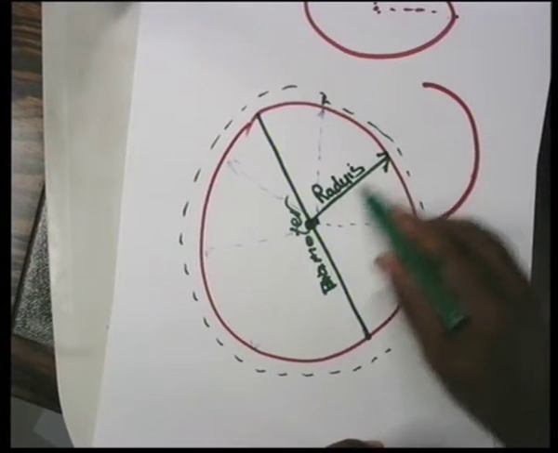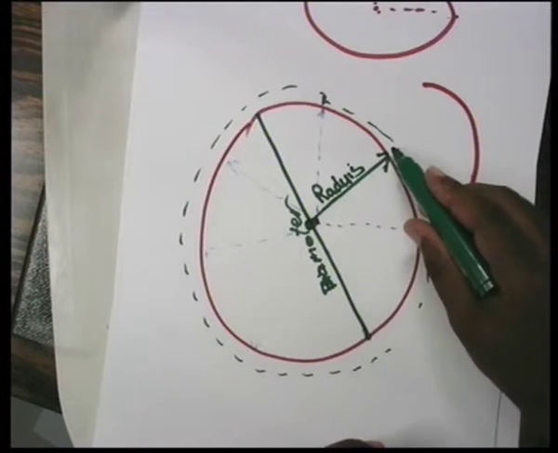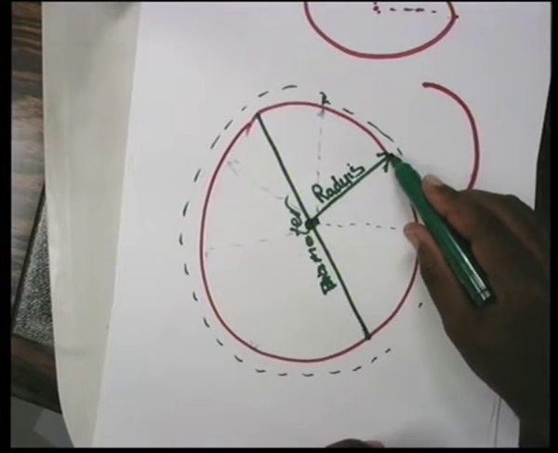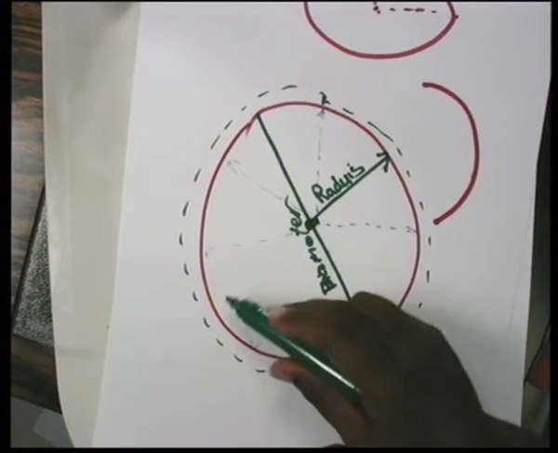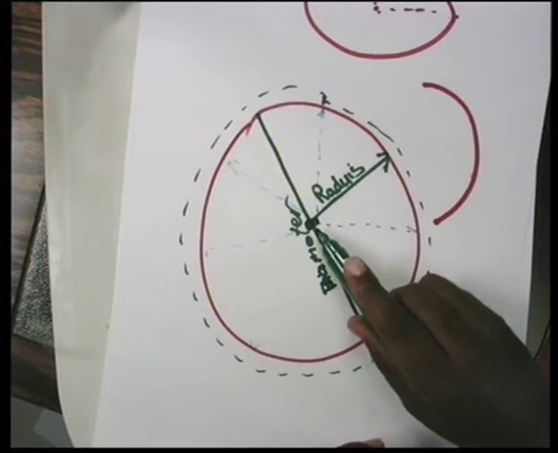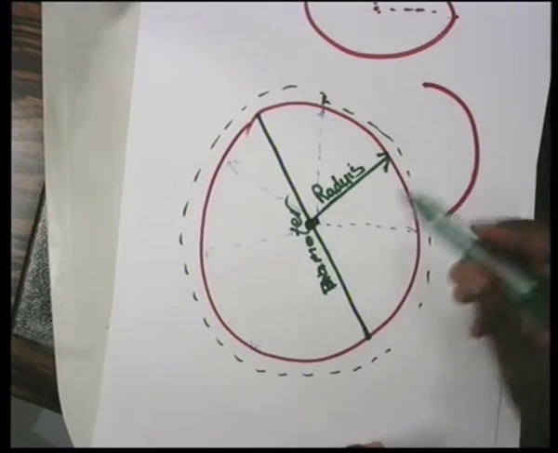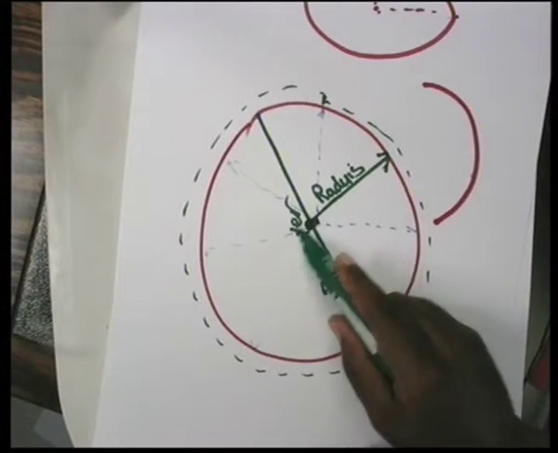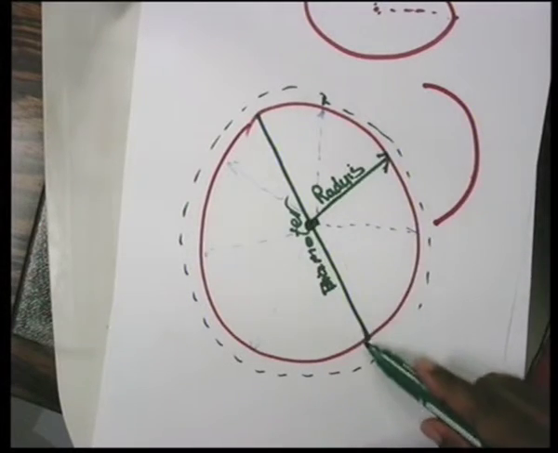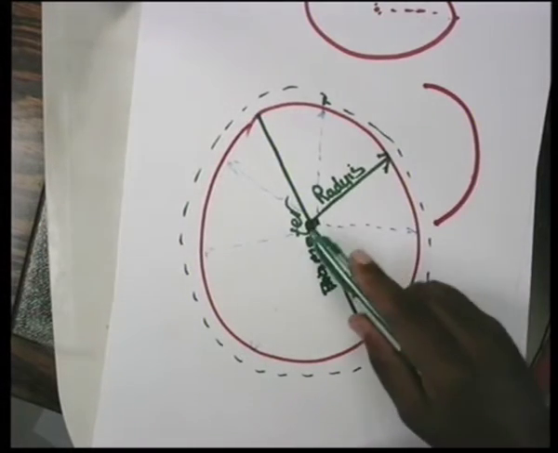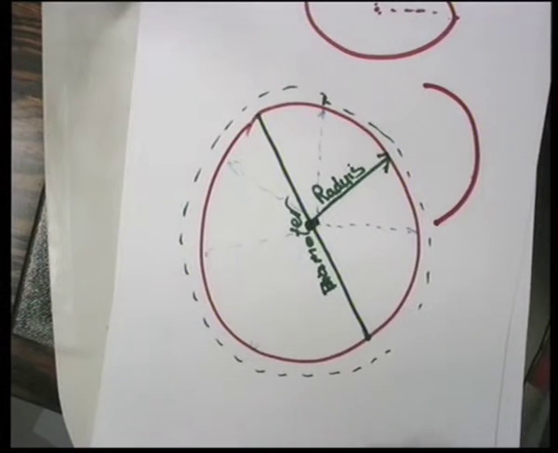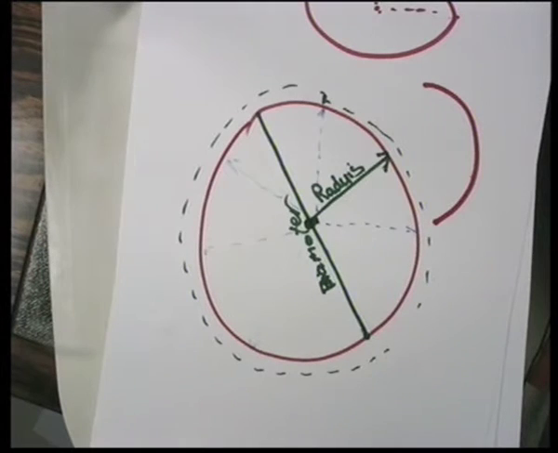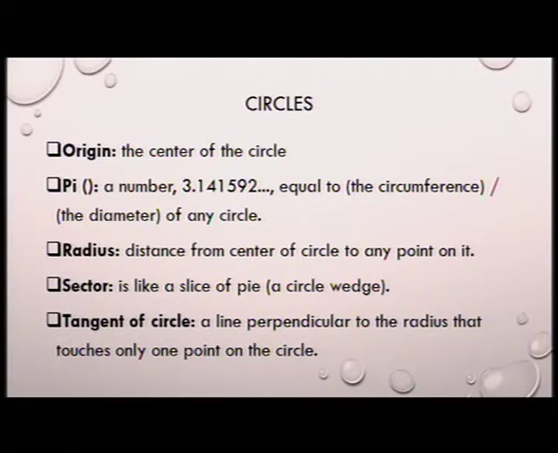That distance there, from the center to any part of the circle. It can be from here to there, it can be from the center to there, it can be from the center to that side, but as long as it is from the center, it is the radius. Now you will notice that when you have another radius here, then you have what we call the diameter. So the diameter is the long one, the radius is the short one, but they are all starting from or going through the center.